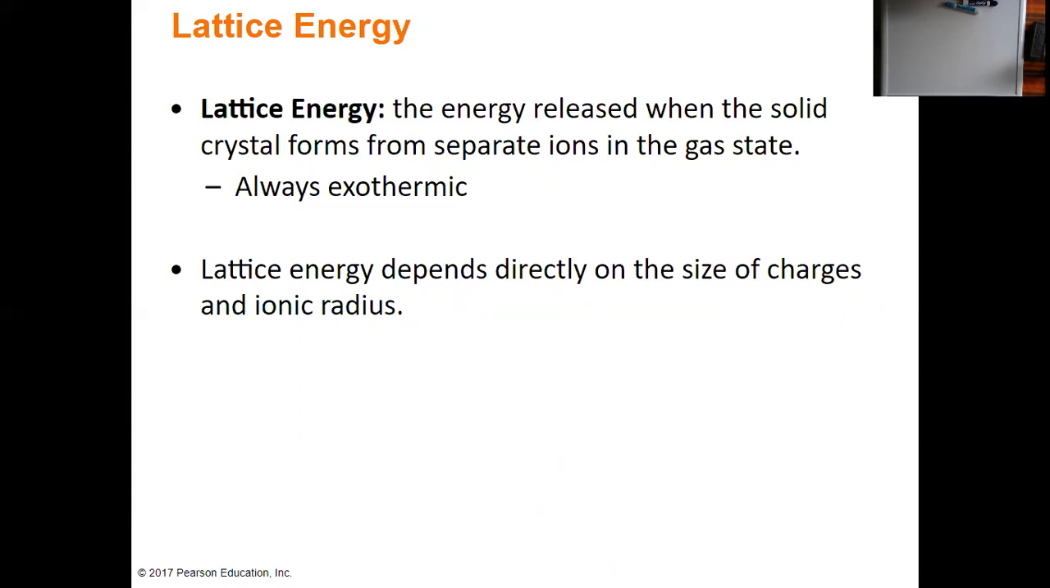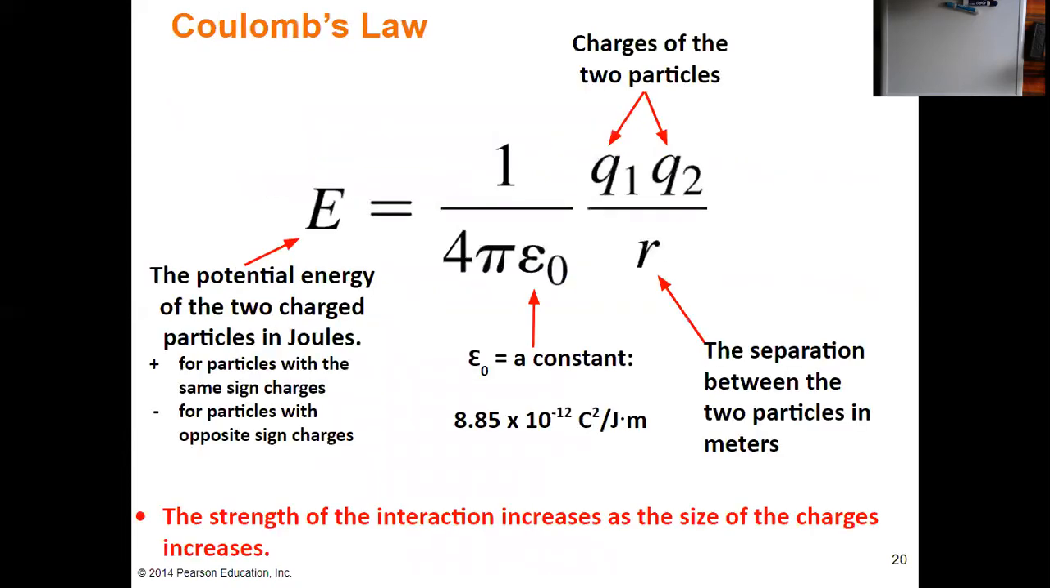Let's look back at Coulomb's law for a second, just so that we can remind ourselves how we're going to measure energy. This is actually a better breakdown of Coulomb's law than what was in the previous chapter, mostly because we're actually talking about what your constant here is. But we have the charges of the two particles. We have the separation of the two particles, a distance that you do want to measure in meters. And then we have our potential energy.